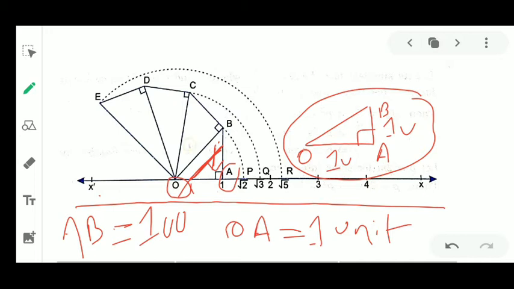So here OB is root 2. Okay, now with O as center and OB as radius, draw an arc meeting the line x'x at a point P. Here P indicates root 2. Okay, so this is how we represent root 2 on the real line.